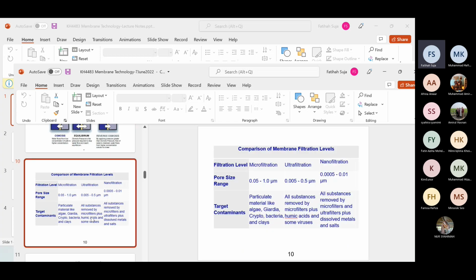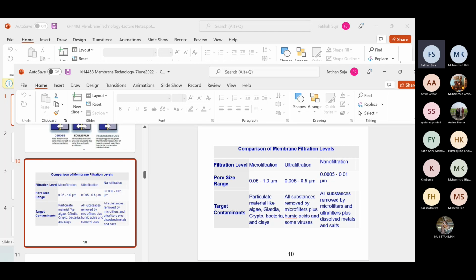Okay, comparison of membrane filtration levels. You have microfiltration, ultrafiltration, and nanofiltration. These levels are based on the size range of the pores. Microfiltration is 0.05 to 1 micrometer. Ultrafiltration is smaller, up to 0.005 micrometer. And nanofiltration is the smallest, 0.0005 micrometer.